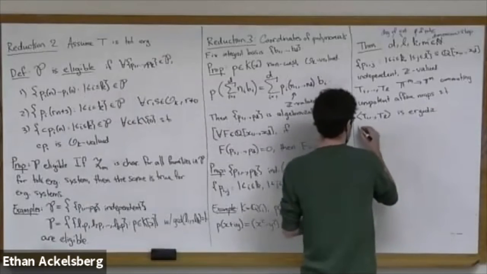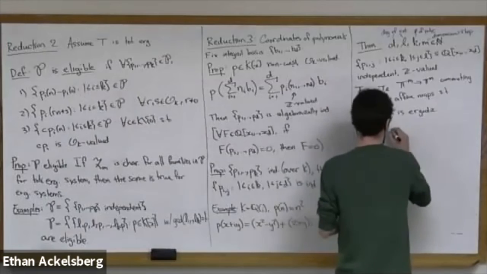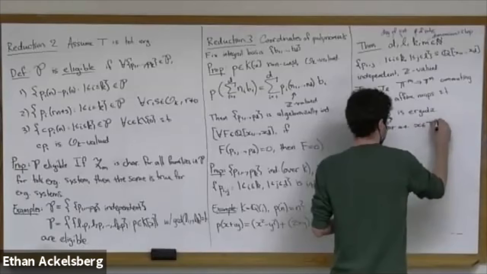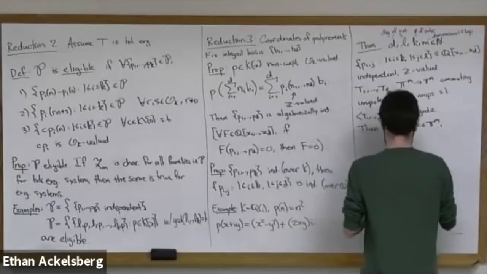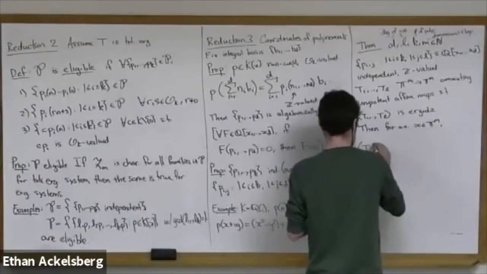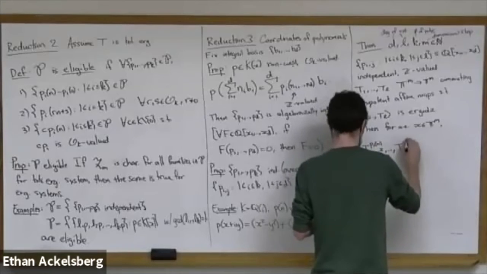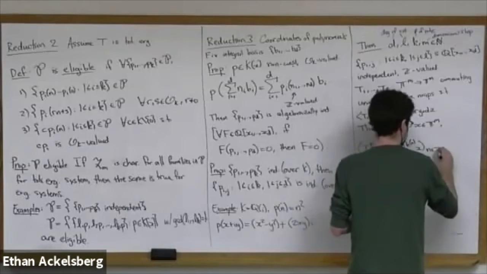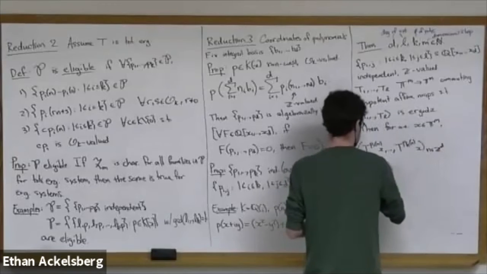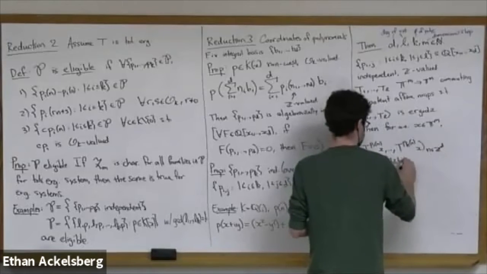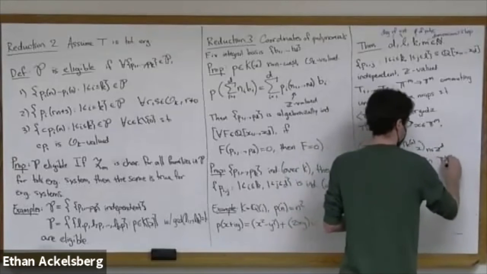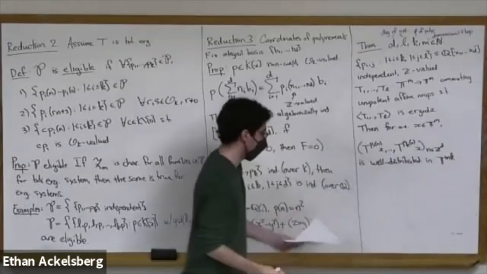Okay, so then we want to prove an equidistribution result. So for almost every x in the M torus, the sequence x is well distributed in the M times K dimensional torus.